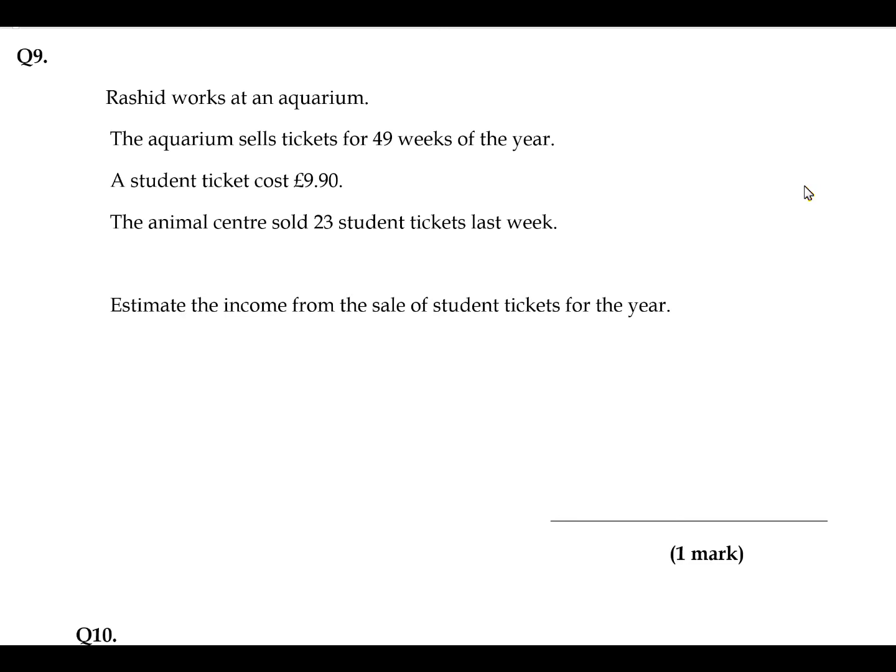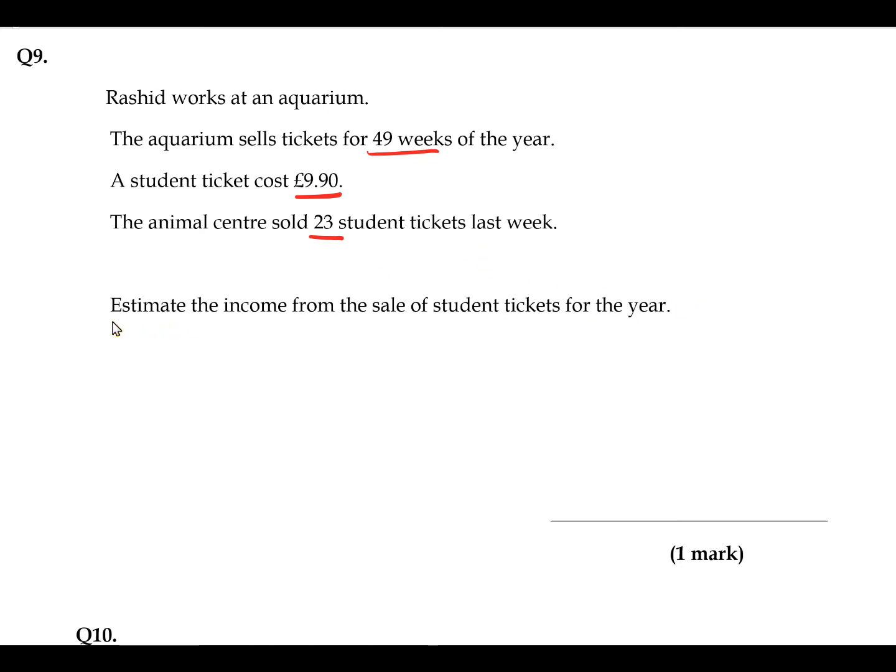Question 9. Rashid works at an aquarium. The aquarium sells tickets for 49 weeks of the year. A student ticket costs £9.90. The Animal Centre sold 23 student tickets last week. Estimate the income from the sales of student tickets for the whole year.